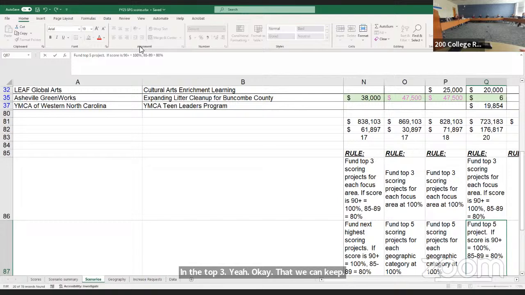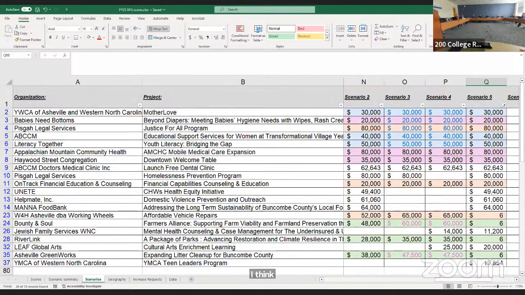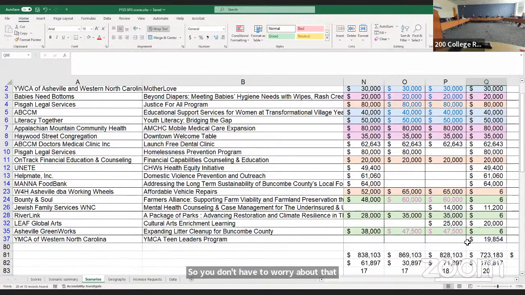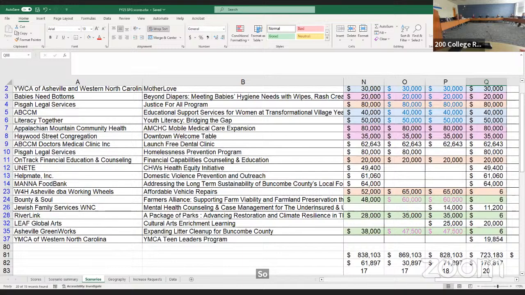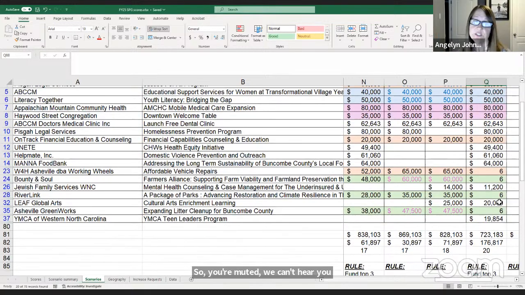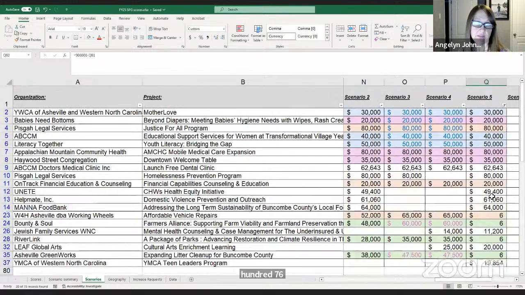I'm capturing the rule, Angeline, so you don't have to worry about that. You're muted, we can't hear you. That would result in 20 projects and you would have $176,817 left over. And so we need to go further.